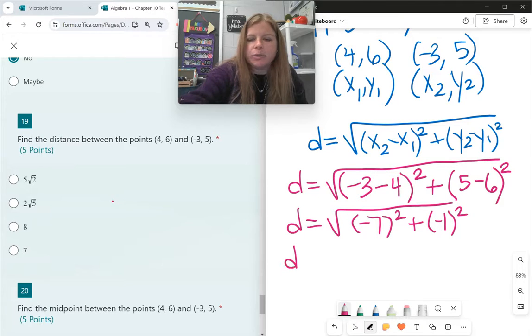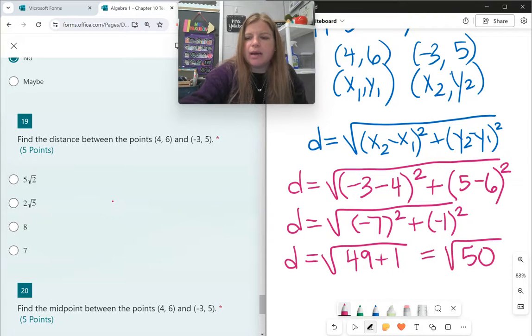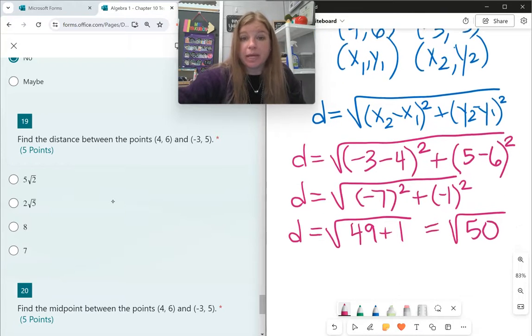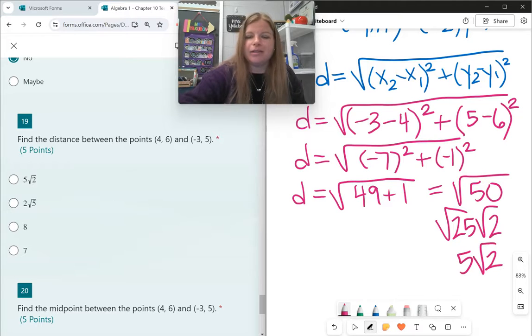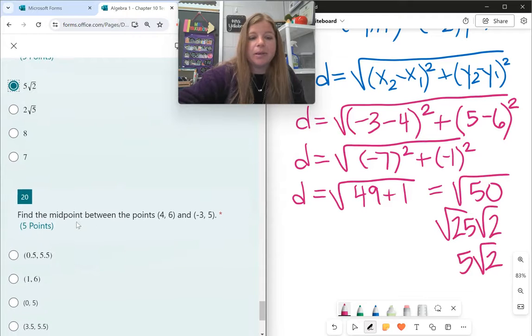Now we know when you square a negative, you get a positive answer. So negative 7 squared is 49. Negative 1 squared is 1. What's 49 plus 1? It is 50. Now 50 is not a perfect square, but can we break that down? Absolutely. Square root of 50 gets broken down into radical 25, radical 2, which is simply 5 radical 2. And that's my answer.